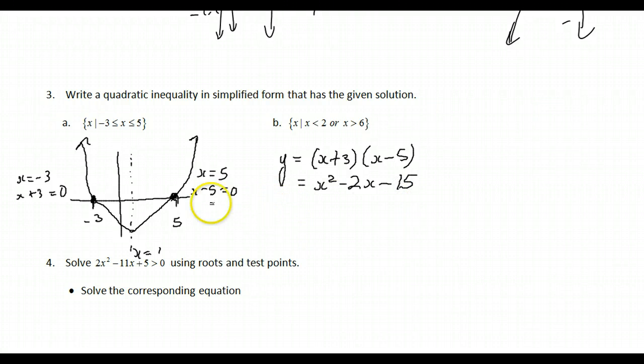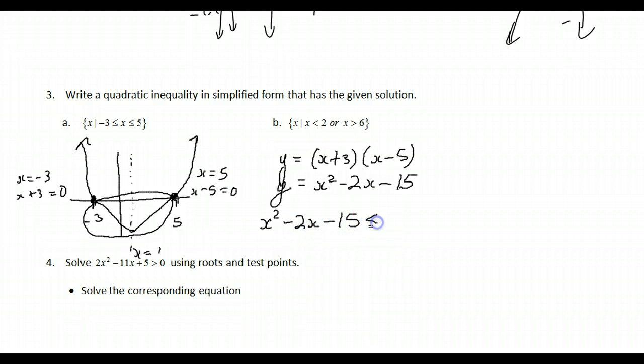And here what we have graphed, since we want our solution to be this part here, this is the quadratic function. The quadratic inequality would be x squared minus 2x minus 15 is less than or equal to 0, right? Less than or equal to because we are including the zeros. X squared minus 2x minus 15 is greater than 0 would be the branch here going to the right and this branch here. Had I chosen to draw the equation like this, then it would have opened down.